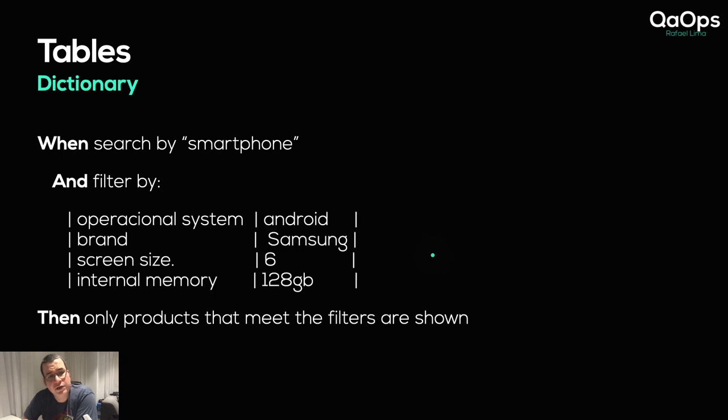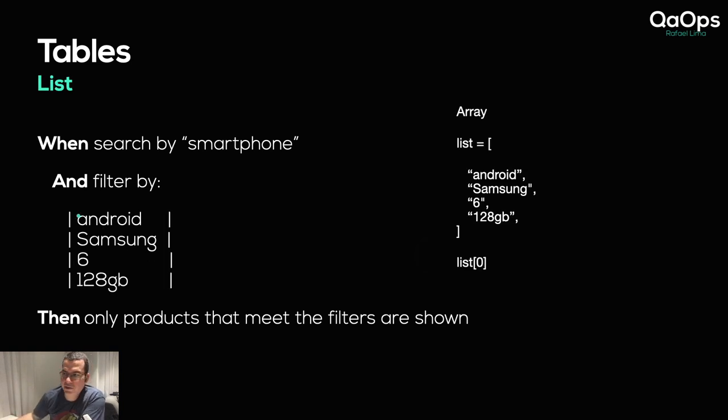But you can also have a dictionary, right? With the table, you're going to have to know the order of the elements in your code, so you can filter by the correct element. You cannot filter out operating system using 128 gigs. It's not going to work.